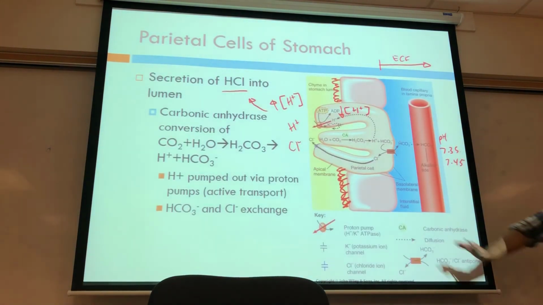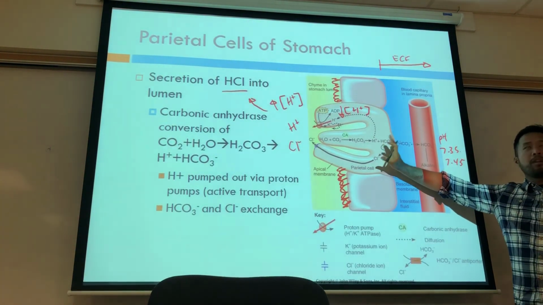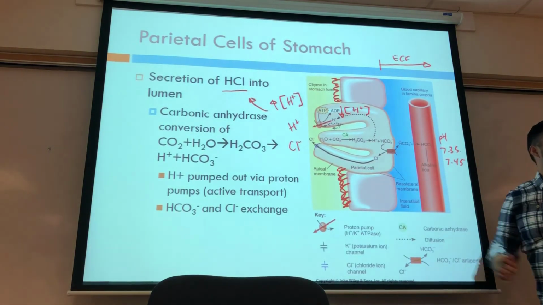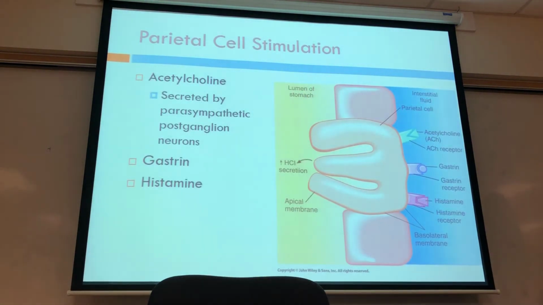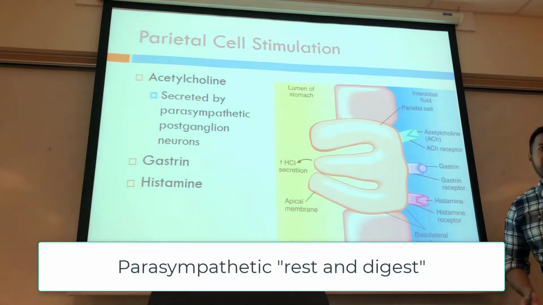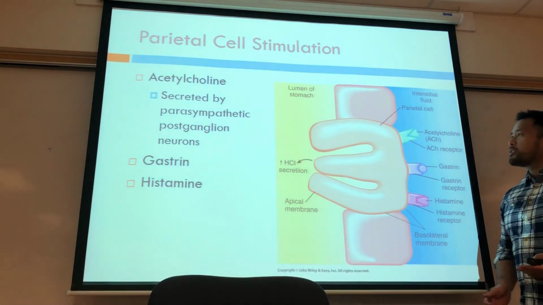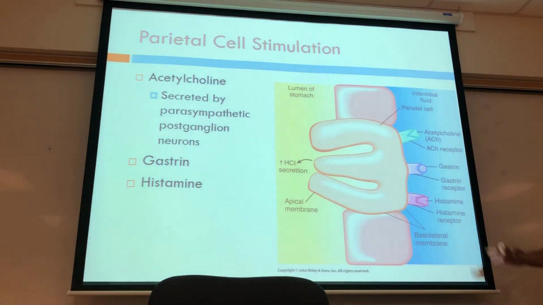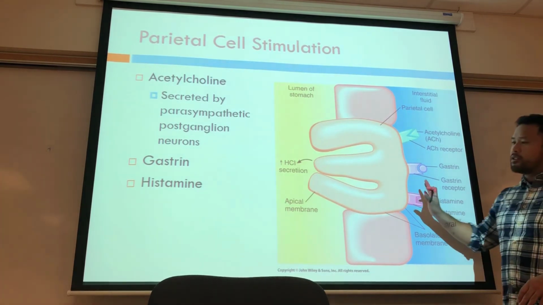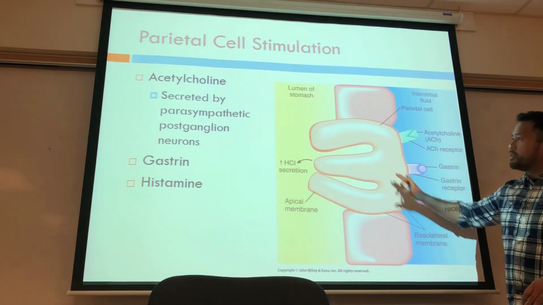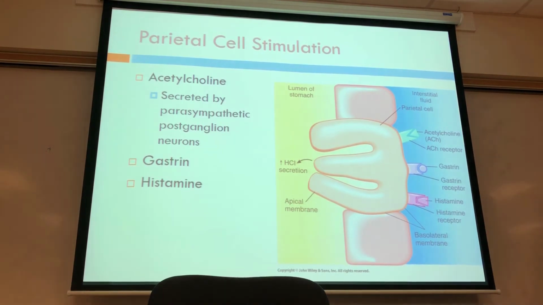All right, so now we know how the parietal cell produces hydrochloric acid. Let's talk about how it gets activated. And as we mentioned, digestion is a parasympathetic activity. Again, parasympathetic pathways, rest and digest. So the postganglionic neurons that innervate the stomach are going to be secreting acetylcholine. Not epinephrine. Epinephrine is used for the sympathetic pathways. Acetylcholine is going to be our main neurotransmitter.